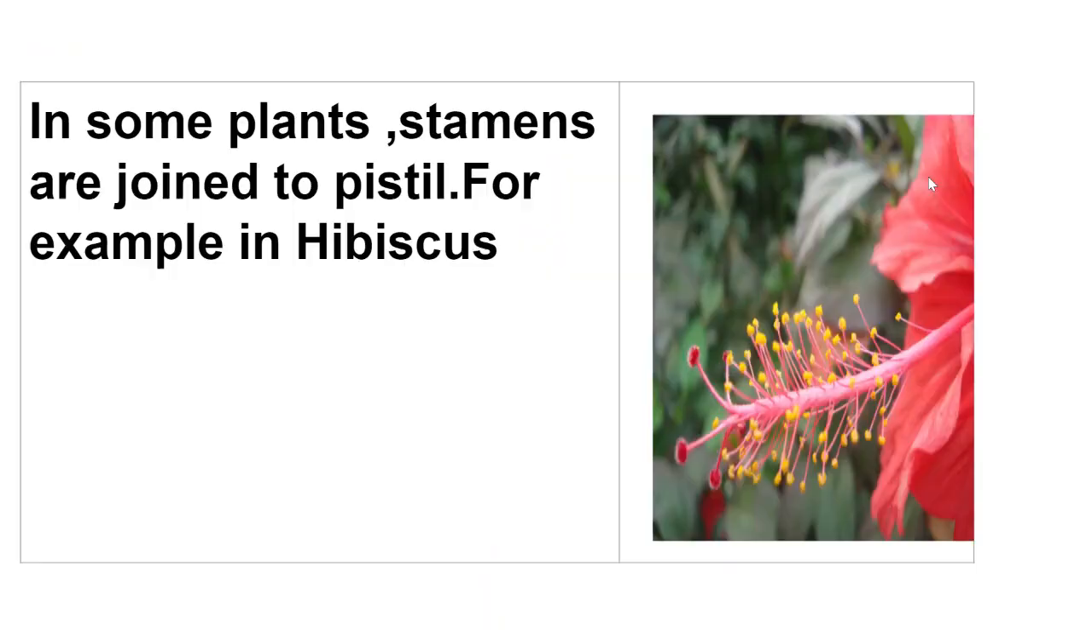Now let me tell you, children, in some plants, the stamens are joined to the pistil. Like you can see in this flower, the thin structures are stamens, and the center one is pistil. So the stamens are joined to the pistil, and an example of such a flower is hibiscus, which is also known as China rose. Okay, so in this flower, you can see the stamens are joined to the pistil. Okay, so please remember this.